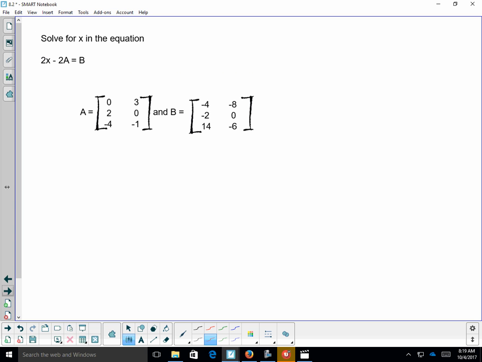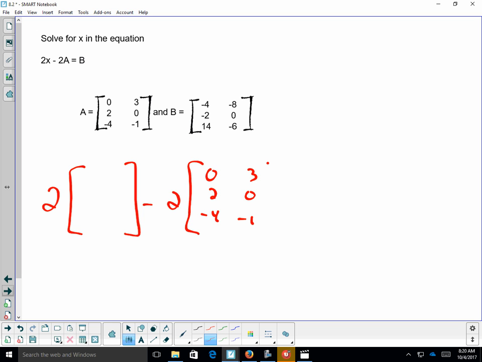Okay, moving on. So here, when I solve for two matrices, I want to take 2X minus 2 times the matrix A, and I want to get B as my answer. So in order to add or subtract, the matrices have to be the same. So I want 2 times some matrix minus 2 times A and I want it to equal B.